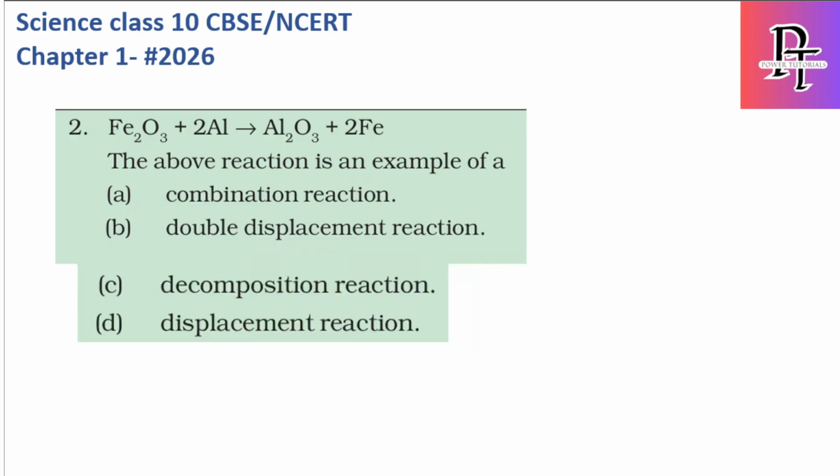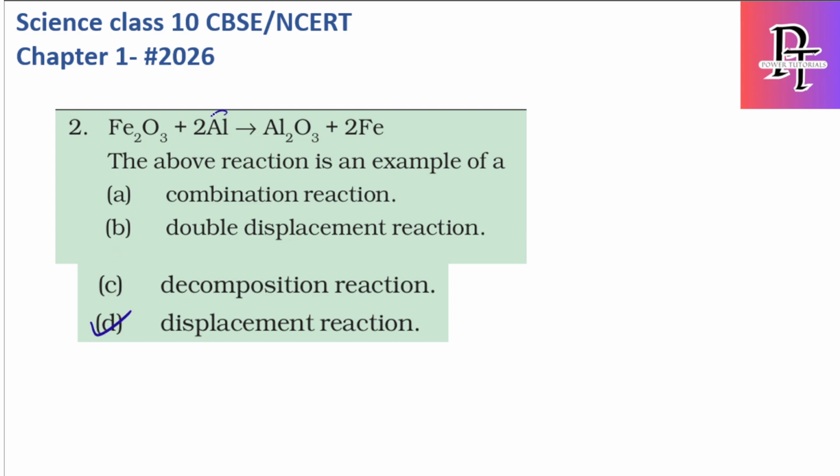Okay, let's move to the second one. Fe2O3 plus 2Al gives Al2O3 plus 2Fe. The above reaction is an example of what? We have a total of 5 types of reactions: combination, decomposition, displacement, double displacement, and the last one, oxidation and reduction. So if you remember displacement reaction, I will explain why this is a displacement reaction.